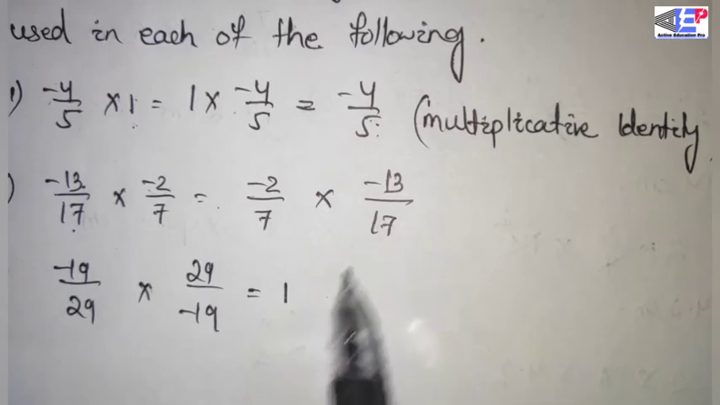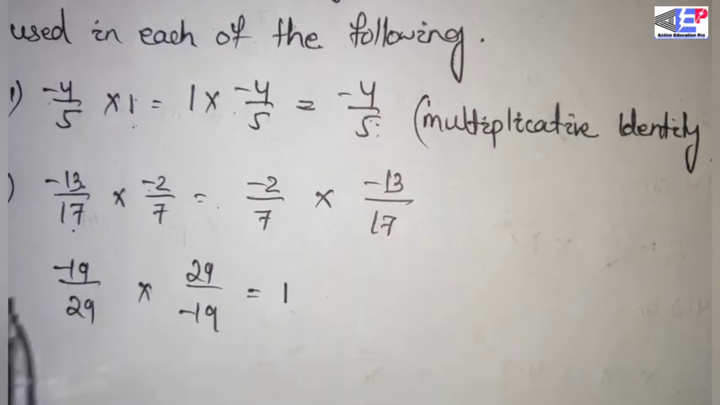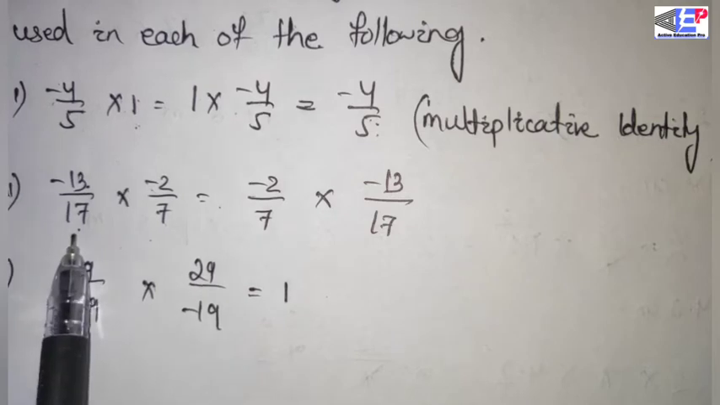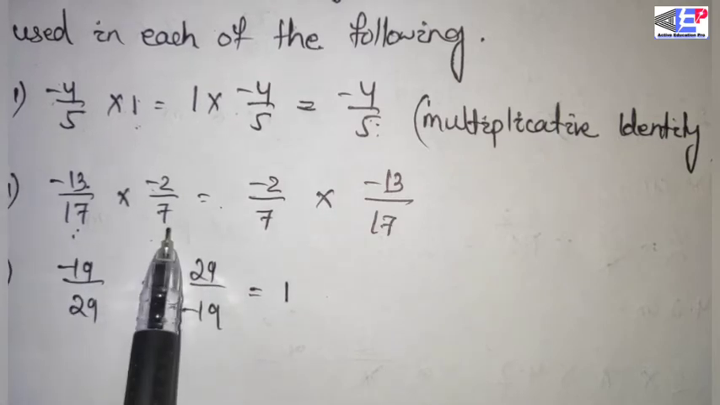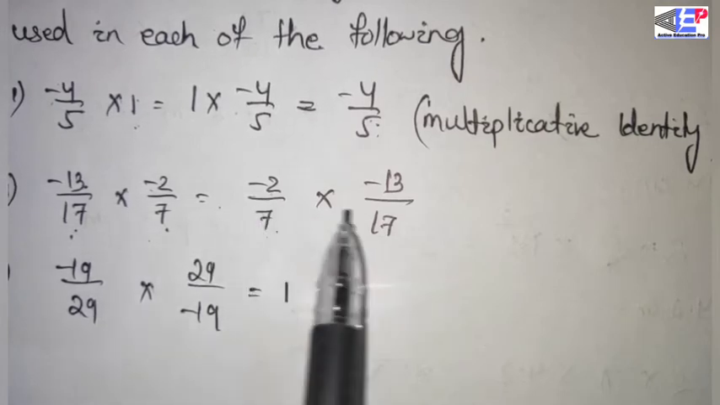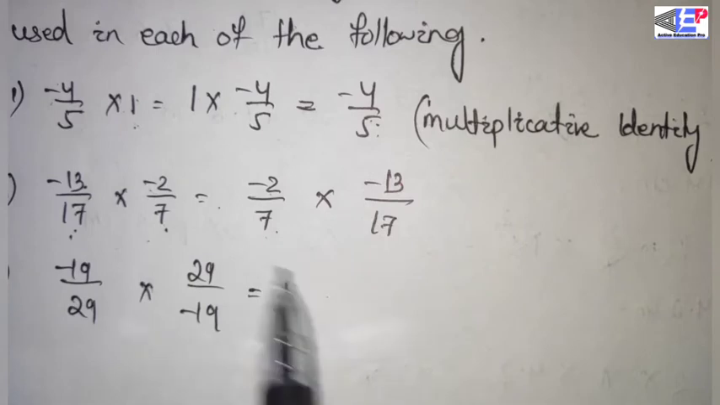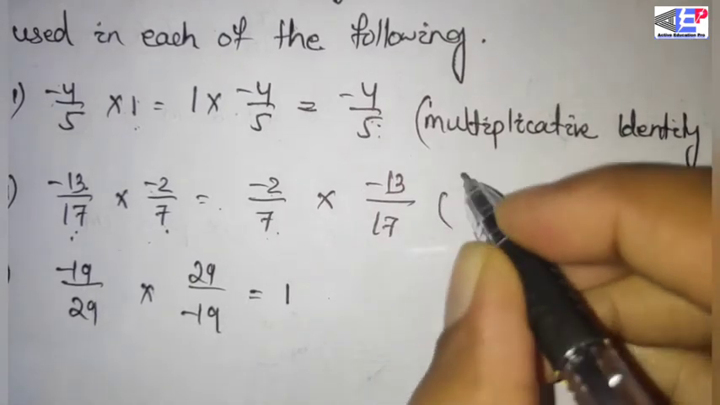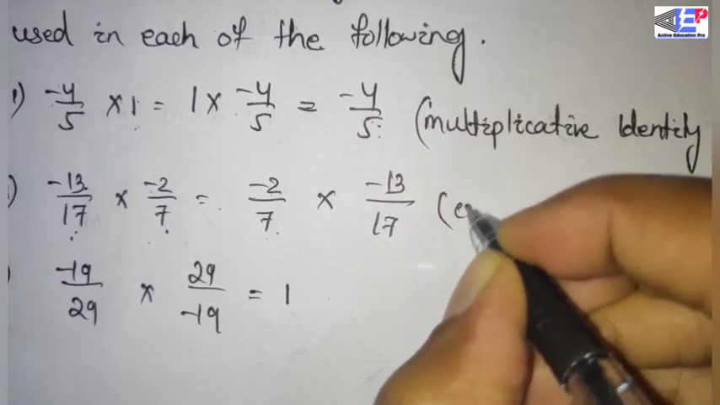Okay, next bit. Minus 13 by 17 multiplied with minus 2 by 7 is equal to minus 2 by 7 multiplied with minus 13 by 17. In this case, we change the order. First minus 13 by 17, then multiply with the second rational number minus 2 by 7. But on my right side, first we multiply minus 2 by 7 with minus 13 by 17. So here we change the order. So it is known as the commutative property.